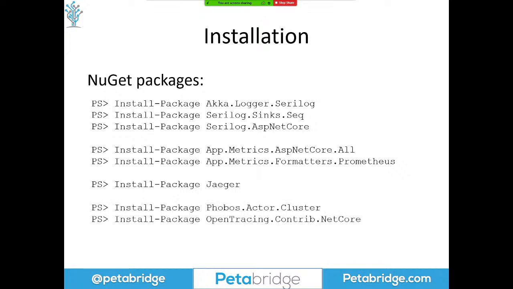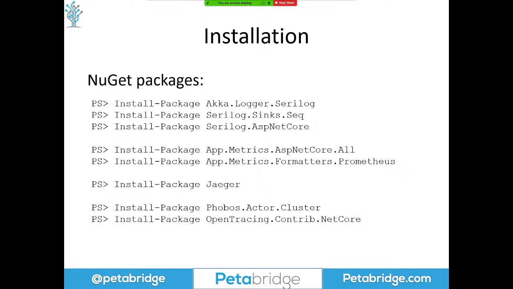We're going to install the Phobos.Actor.Cluster NuGet package. This is what's going to instrument our Akka.NET actors with all these metrics and all this tracing under the covers. And then we're also going to install the OpenTracing.Contrib.NetCore package. This is what's going to take data from ASP.NET and include that inside our traces.